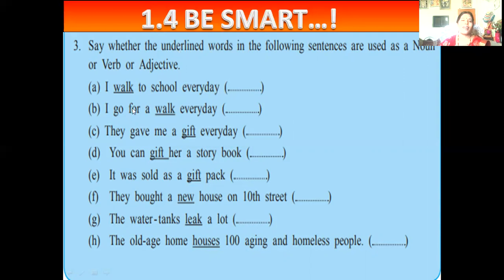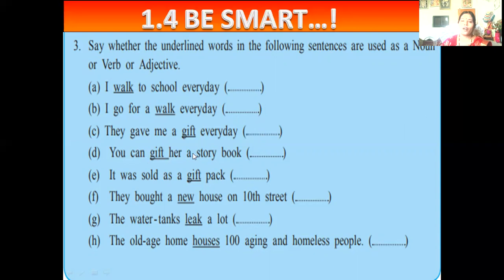Next, number two, I go for a walk every day. In this sentence, the underlined word is walk. Again, you have to write whether it is used as a noun or verb or adjective. Next sentence: they gave me a gift every day. Here, the underlined word is gift. Write your answer.